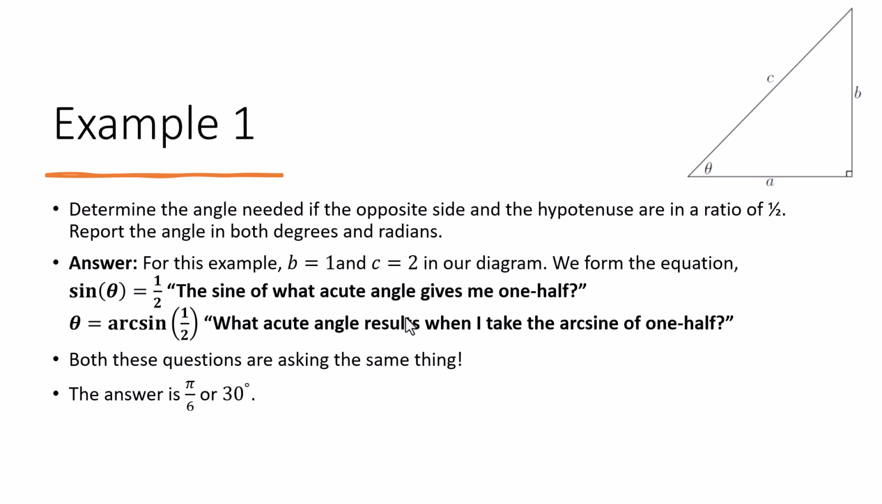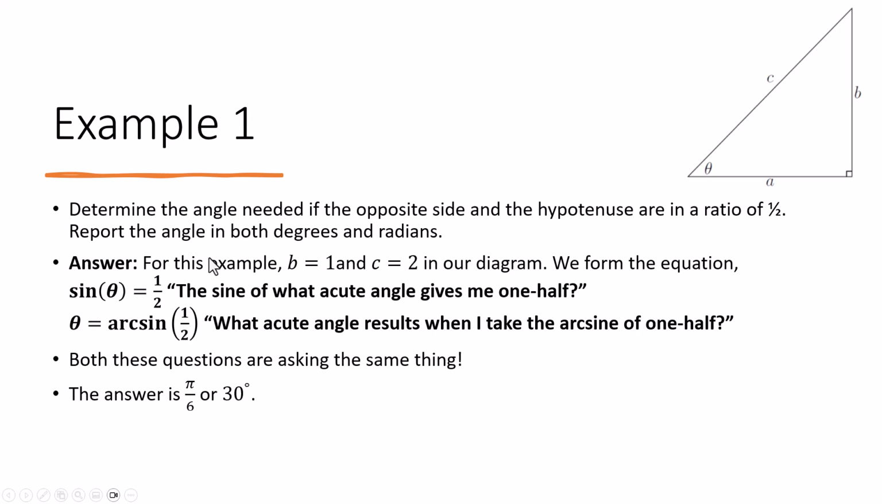So for our first example, we're going to determine the angle needed if the opposite side and the hypotenuse are in a ratio of 1/2. Report the angle in both degrees and radians. In our triangle, we're going to take the opposite side to be 1 and the hypotenuse to be 2. So for our diagram, we have theta in the lower left corner. The side opposite will have a length of 1, and the hypotenuse will have a length of 2.